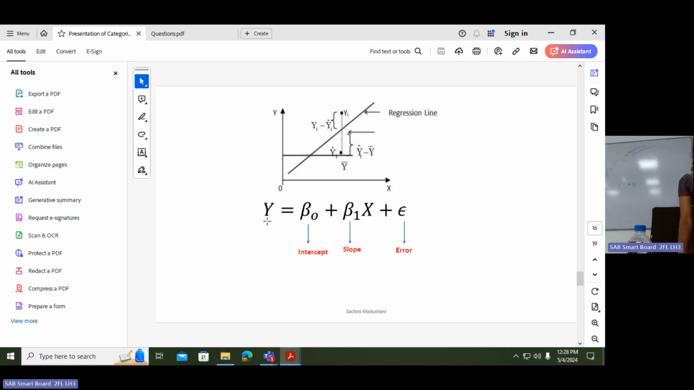Y means what? Output. It means the dependent variable. X is denoted by what? Input. It is the independent variable. Then the other two, beta naught and beta 1. Beta naught means, see, in the normal equation for the line graph, there is a plus C, no? Then what does C represent?